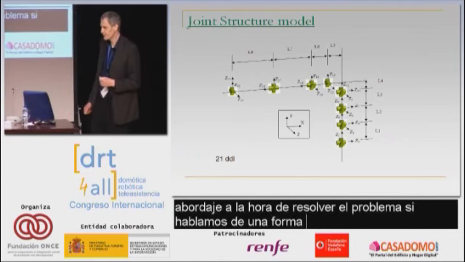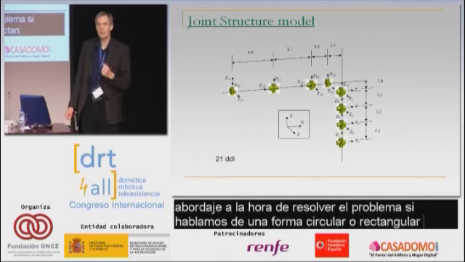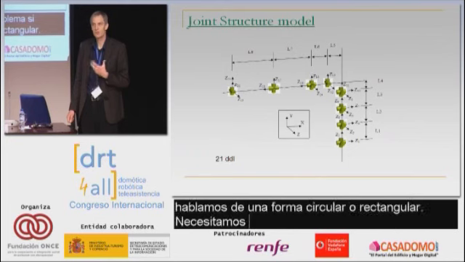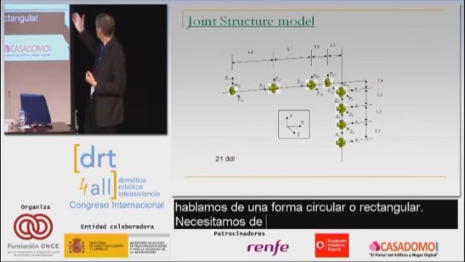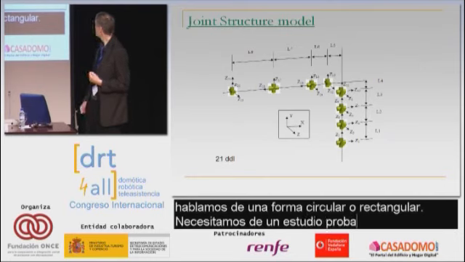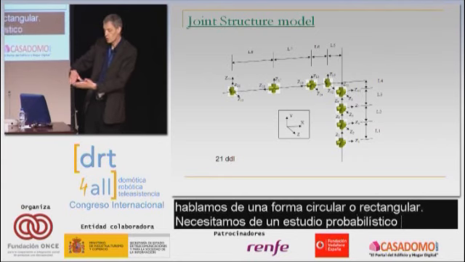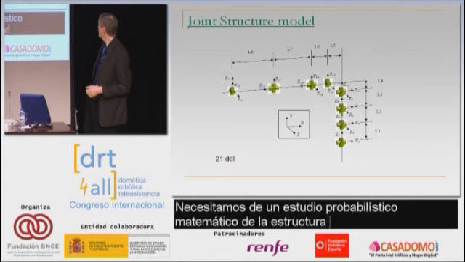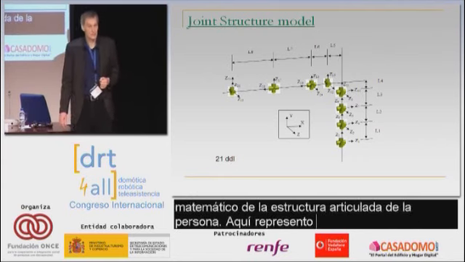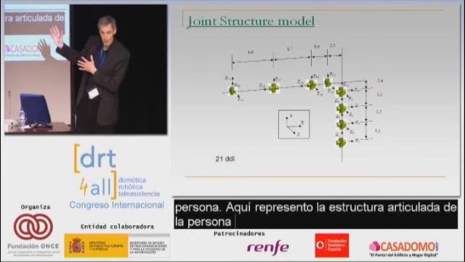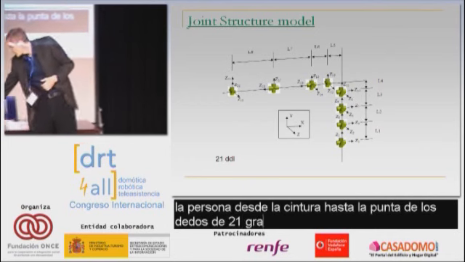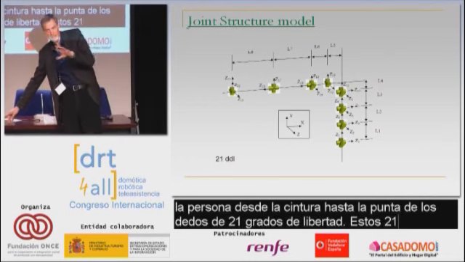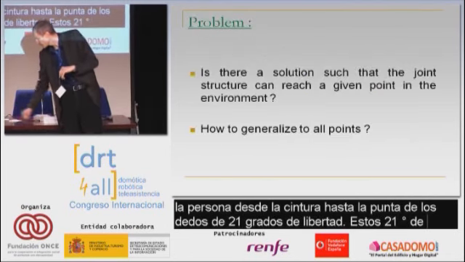We must have a mathematical representation of the articulated structure of the person. Here I represent the articulated structure going from the waist to the fingertip, with 21 degrees of freedom. This is robotics: 21 degrees of freedom. Only the person, without the motion device.